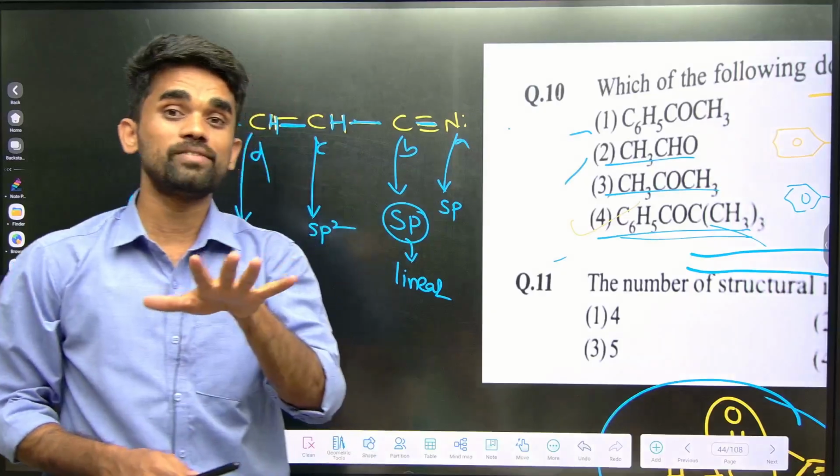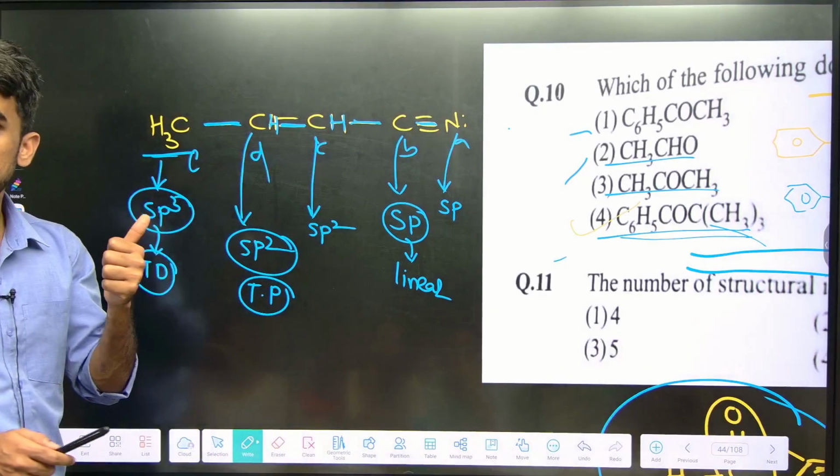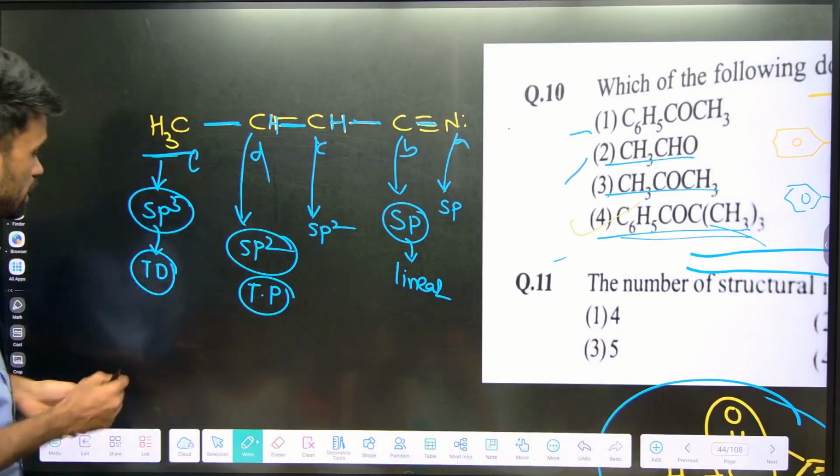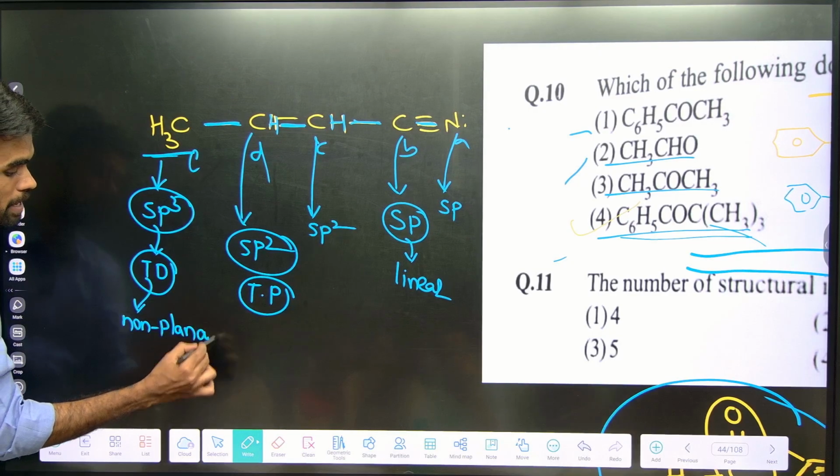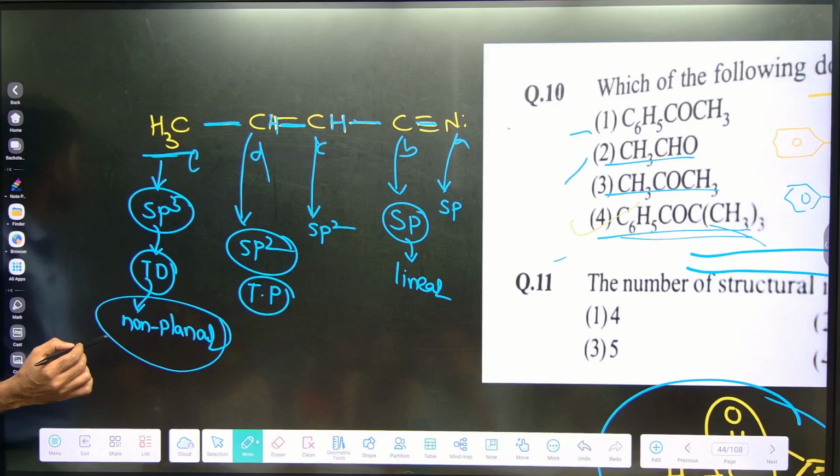Okay, how many atoms are within the plane? 3. 2 are not in the plane. So you can say tetrahedral means it's non-planar. What is that? It's non-planar.